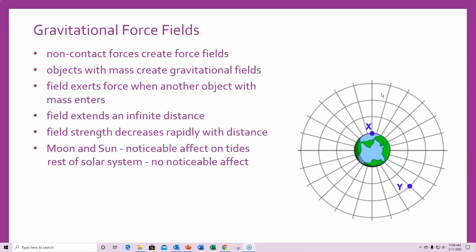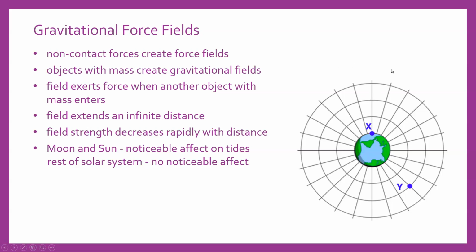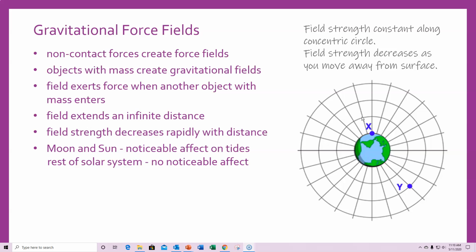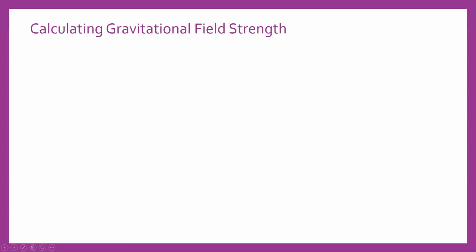I want to make two points about this diagram for the gravitational force field. First, the gravitational field strength is constant along any concentric circle because it's the same distance from the center of mass. And secondly, the field strength decreases as you move to concentric circles that are further away from the center of mass. Let's move on and look at calculating the gravitational field strength.